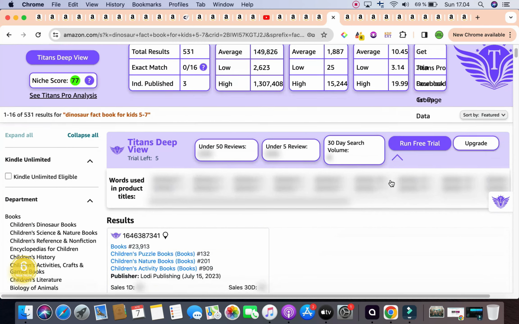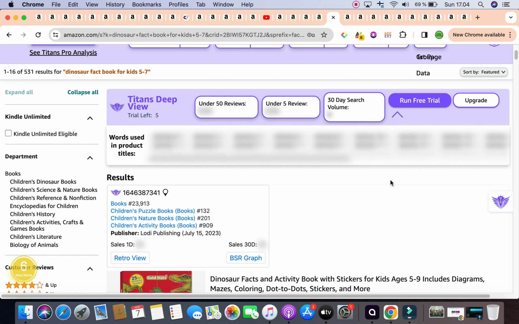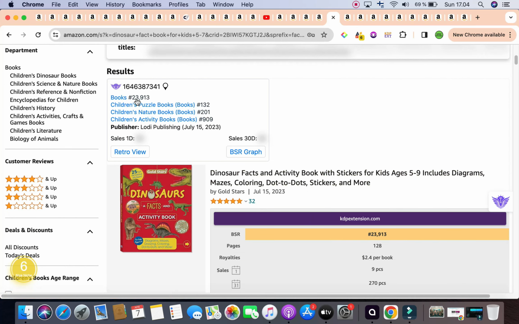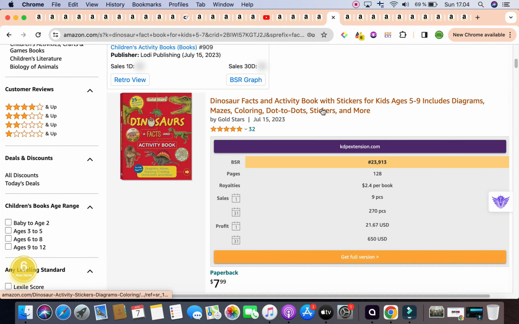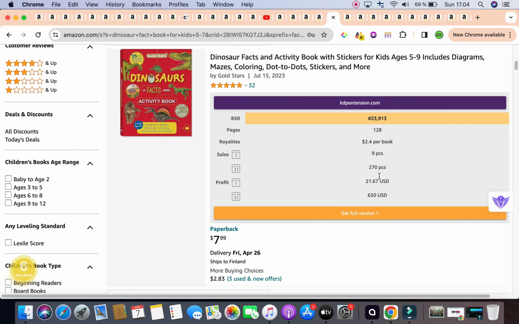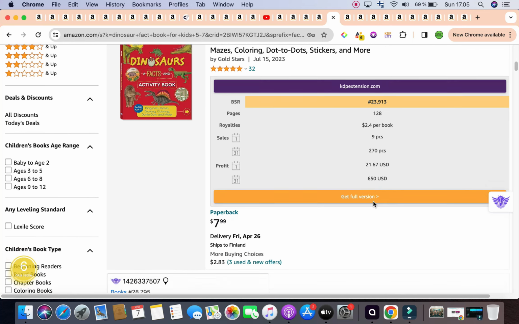Now, scrolling down, we want to aim to find at least 3 books on the first page that have a bestseller rank of $100,000 or less. Scrolling down, we have the first book right over here with a bestseller rank of 23,000. Now, this is a Dinosaur fact and activity book with stickers for kids ages 5 to 9. It has been published in 2023, and when you scroll down here, you find that approximately it sells around 270 copies per month, generating around $640.